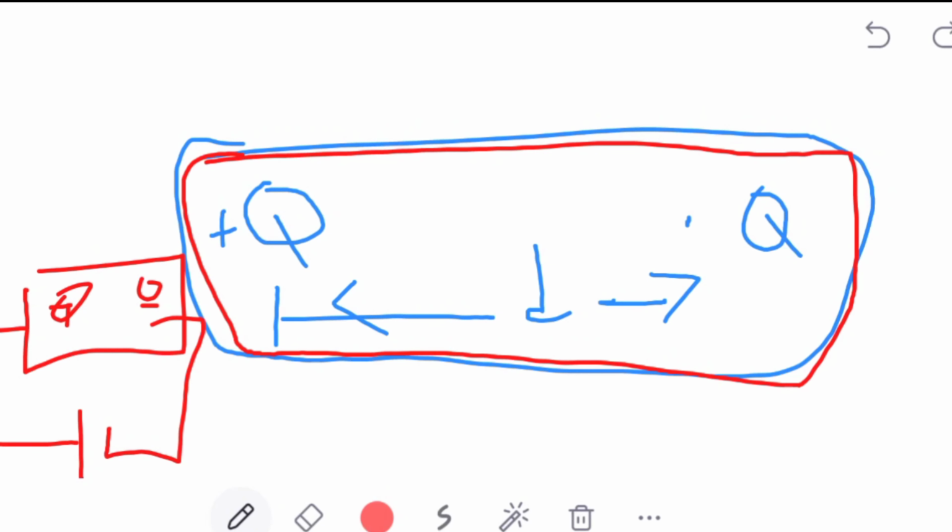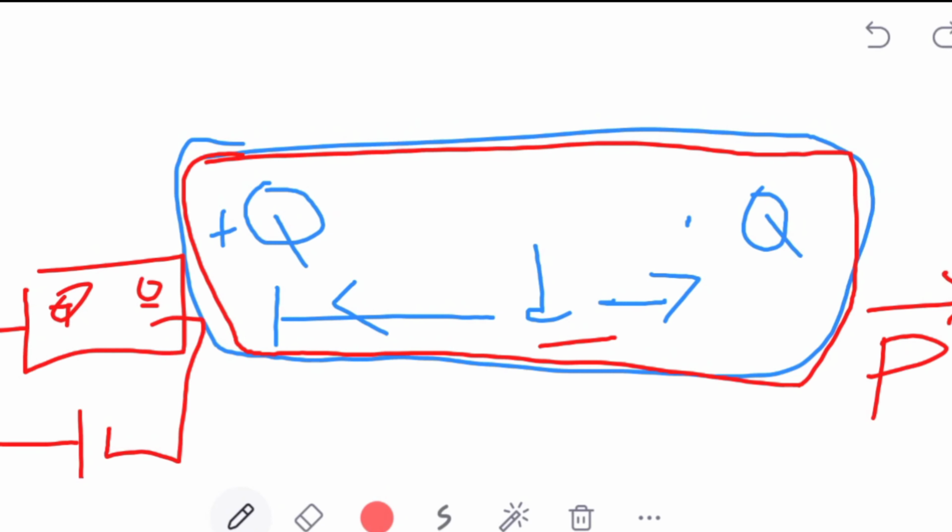The combination can be called an electric dipole. Therefore, we can say that an electric dipole is created by a combination of equal and opposite charges separated by a certain distance, d. An electric dipole is denoted by the symbol p bar. The dipole moment can be denoted by the symbol p bar.